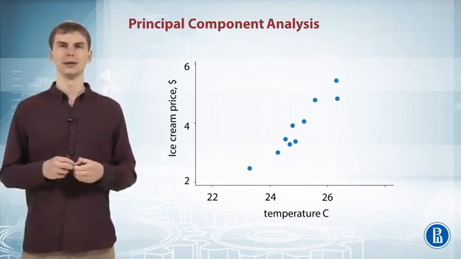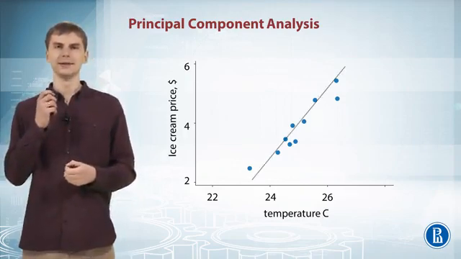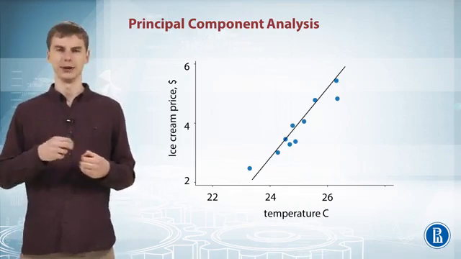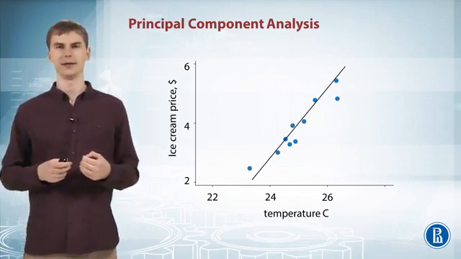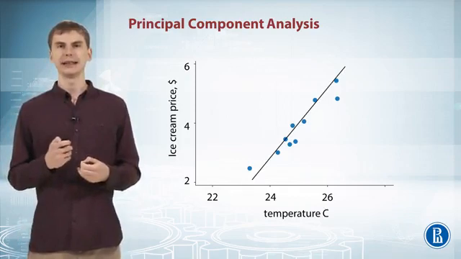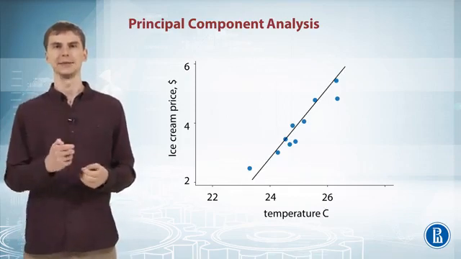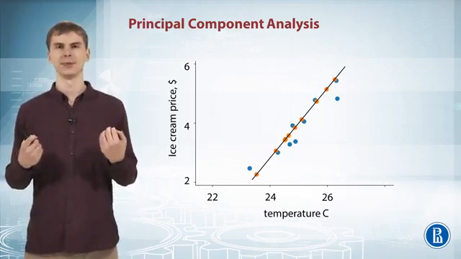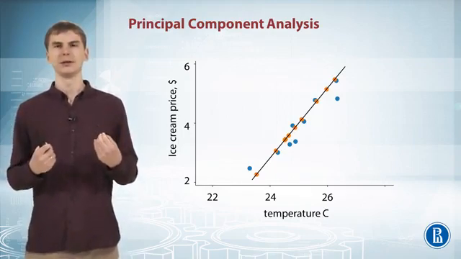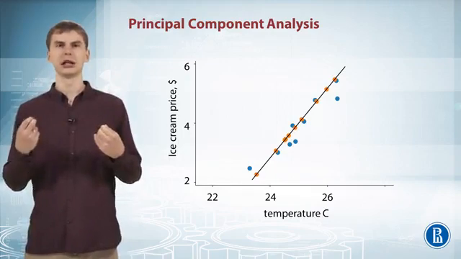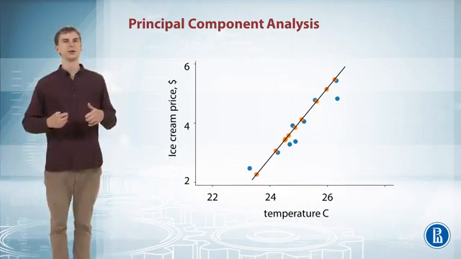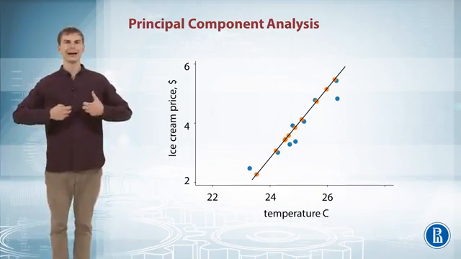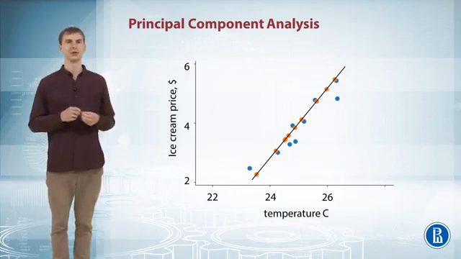Or if you put it a little bit differently, you can draw a line which goes through your data and is kind of aligned with your data. And then you can project each data point you have on this line. And this way, instead of two numbers to describe each data point, you now can use one, the position on this line. And this way you will not lose much.